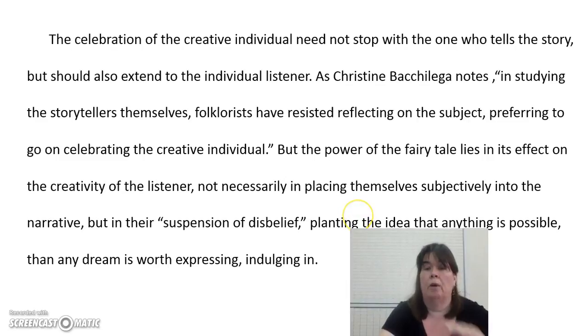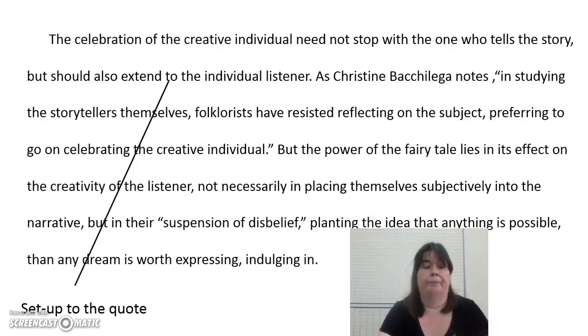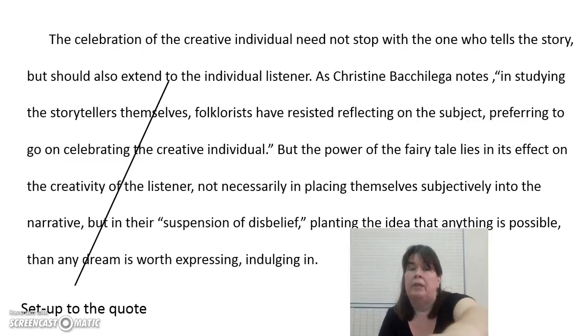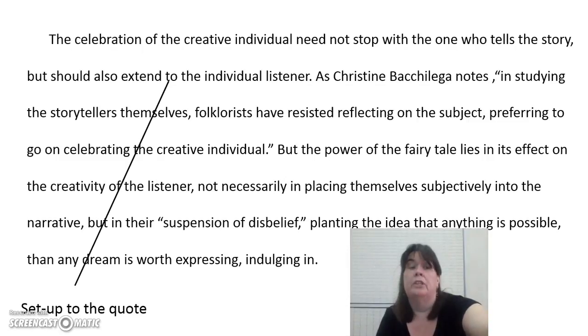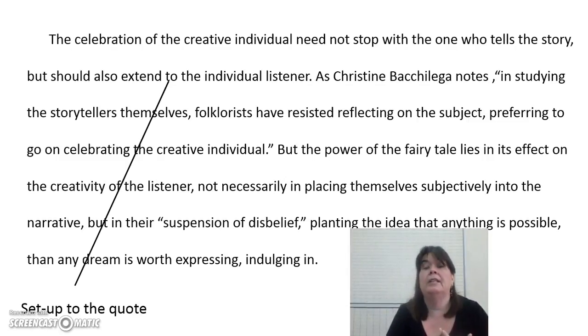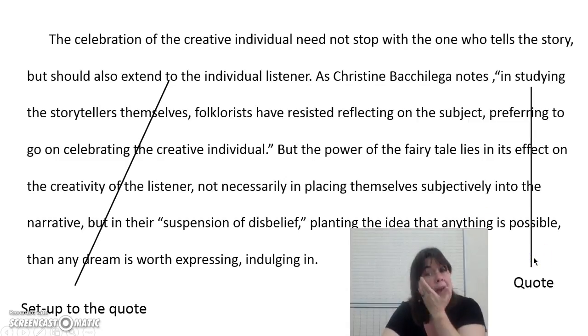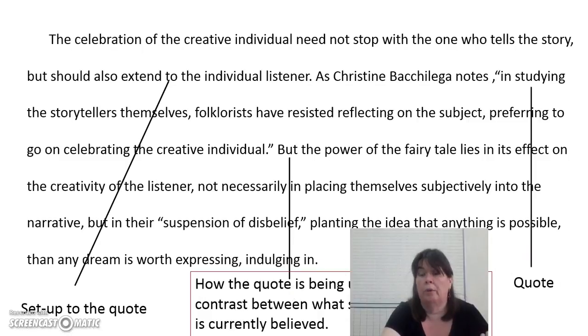Okay, so let's break down this paragraph. First we have the setup to the quote. The celebration of the creative individual need not stop with the one who tells the story, but should also extend to the individual listener. So I'm setting up the situation, what it is I want to talk about in that paragraph. Then next I have the quote itself, as Christine Bacchilega notes, and then I have what I'm going to do with the quote, how the quote is being used.